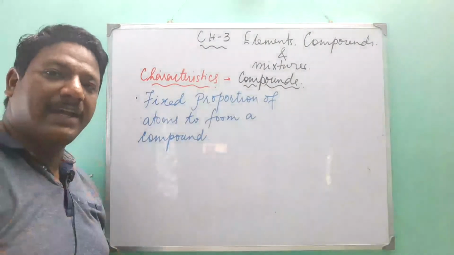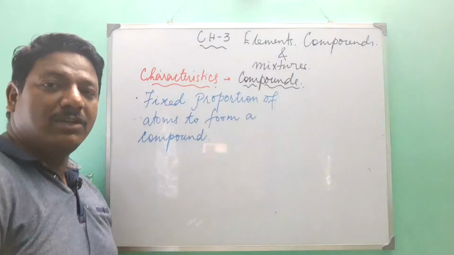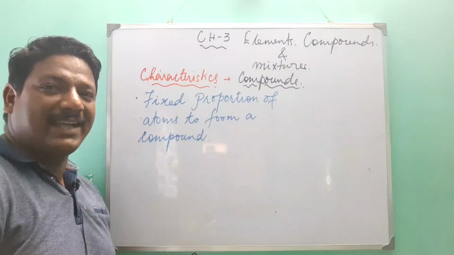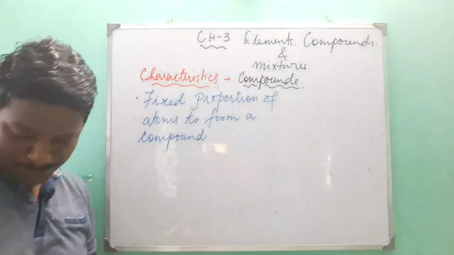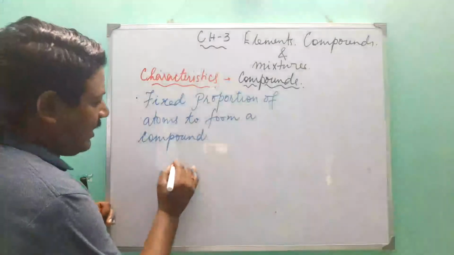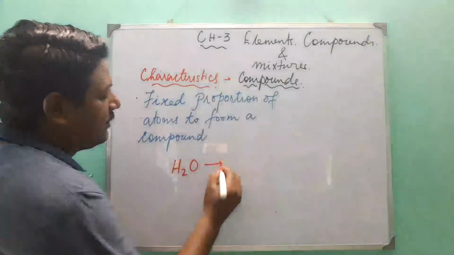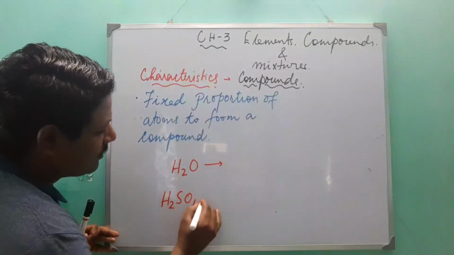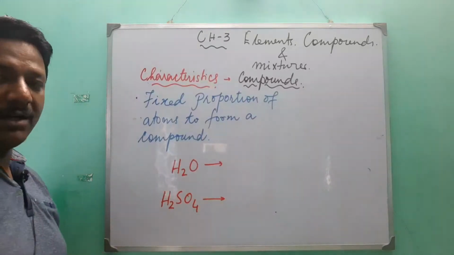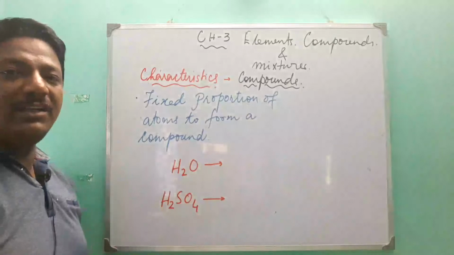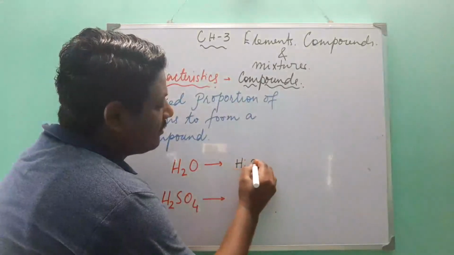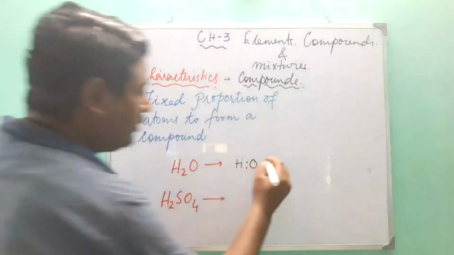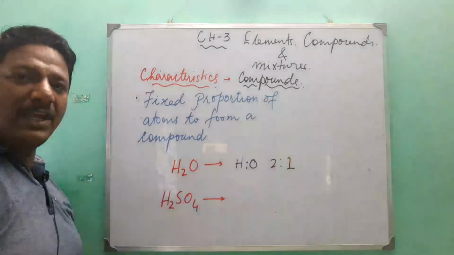This I already showed you in my previous video. Again, I am just revising so that you can understand and know better. So here, again I am taking the example of water, and also H2SO4, which is also a compound. In water, how many hydrogen atoms are there? The ratio of the number of hydrogen to oxygen atoms is 2:1. This is fixed.